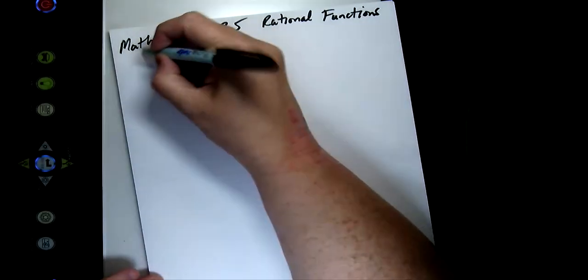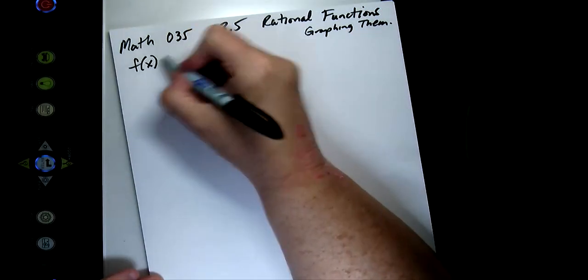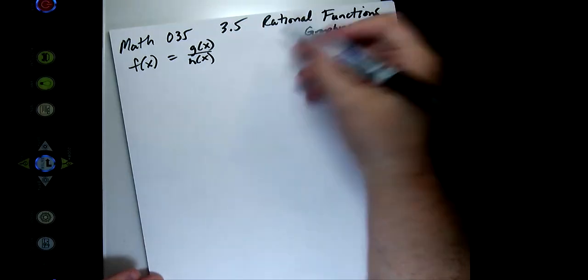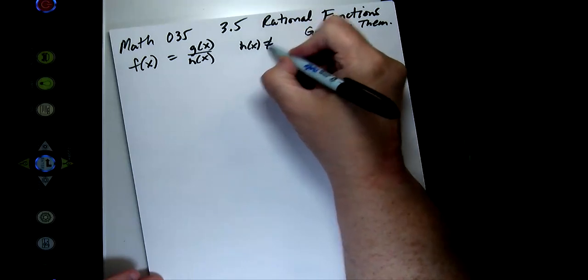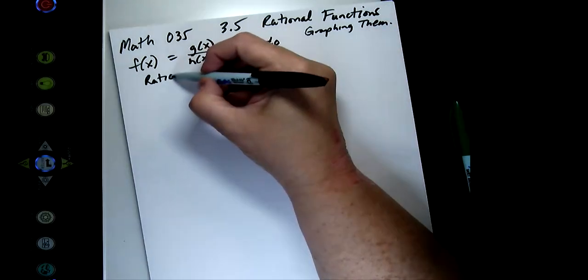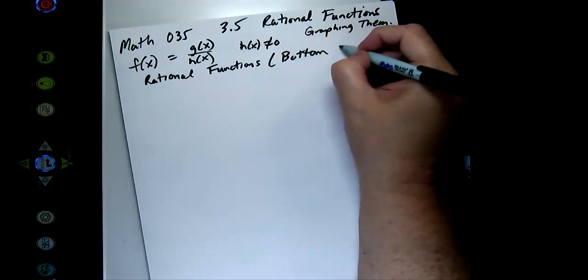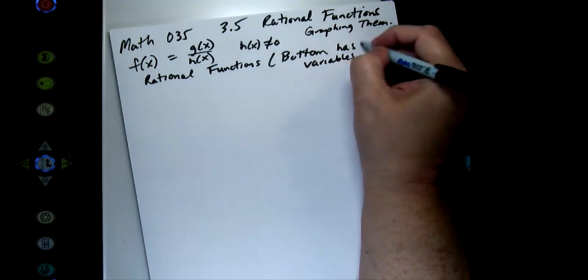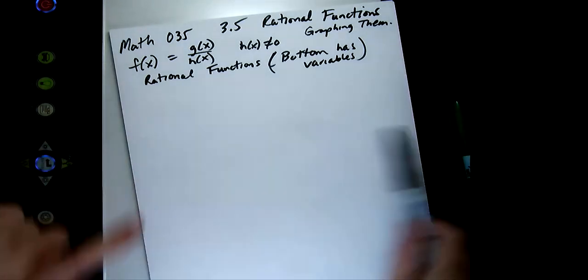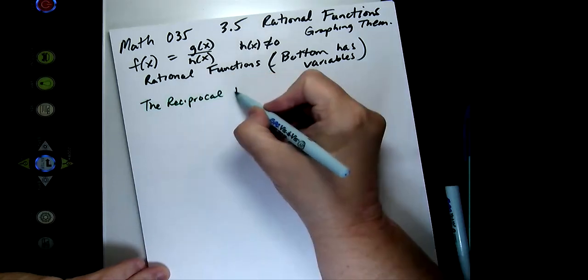Rational functions are fractions, and we're going to be graphing them. So when f of x is a rational function, you might have g of x over h of x, with h of x can't equal zero, because it's in the denominator. That's a rational function. Basically, if the bottom has variables in it. The most basic one of these is the reciprocal function, one over x.